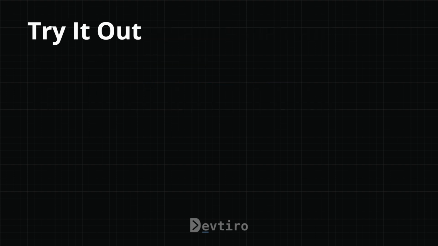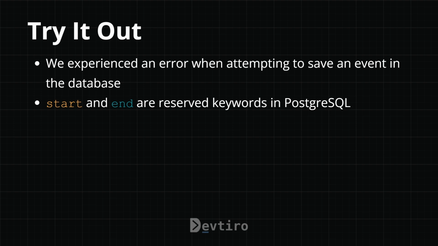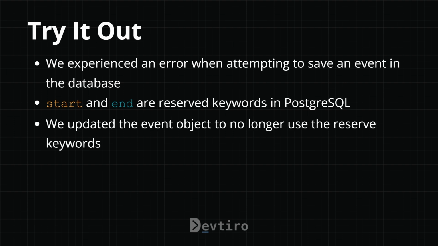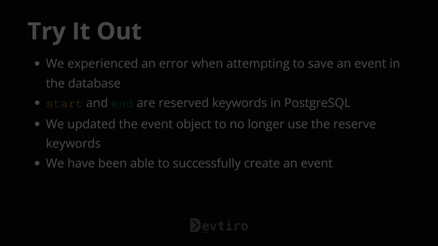And finally, in try it out, we experienced an error when attempting to save an event in the database. We established that start and end are reserved keywords in Postgres. So we updated the event object to no longer use the reserved keywords. And we have been able to successfully create an event in our system. We're now able to create events in the database. It's a pretty exciting place to be, because now we can start thinking about tickets and those QR codes.